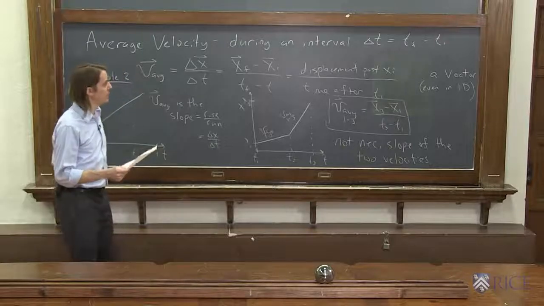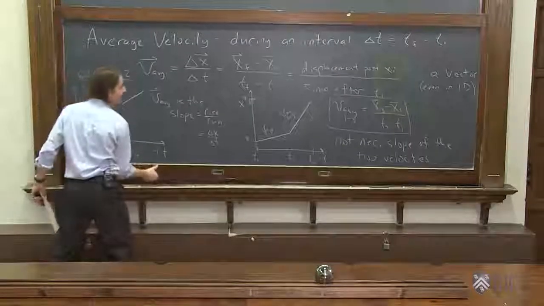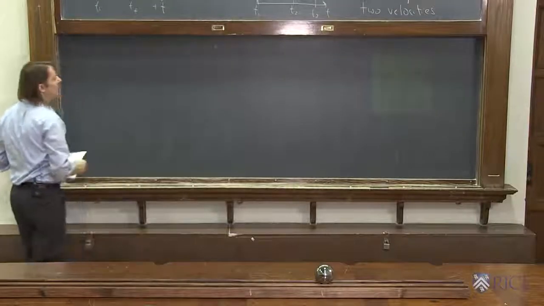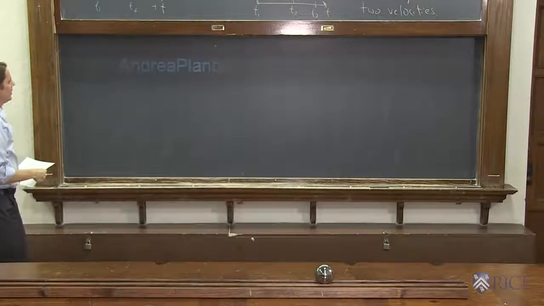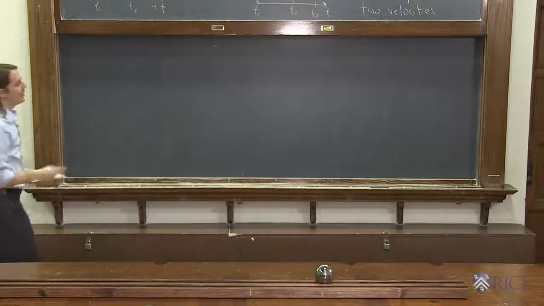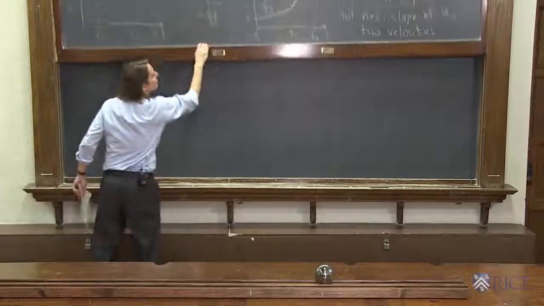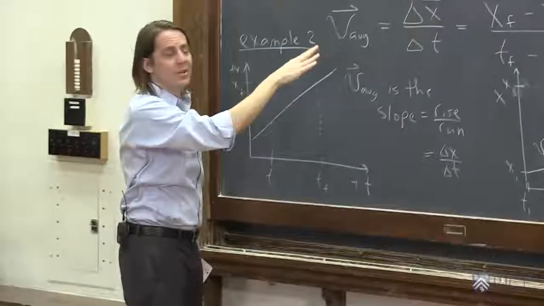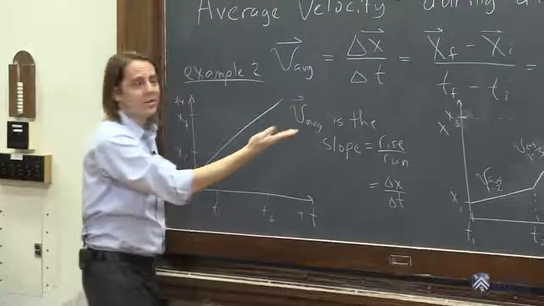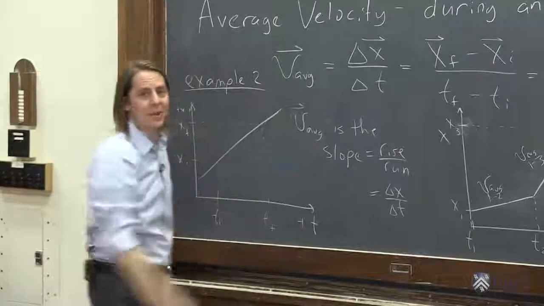Oh, we have a question. Okay, let me see what our first question of the class is here. Andrea asks, why isn't time a vector? Oh, I see. So here I drew this displacement, and I said delta x is a vector because it's a change in position. Well, why not delta t? They look exactly the same. It's t final minus t initial.